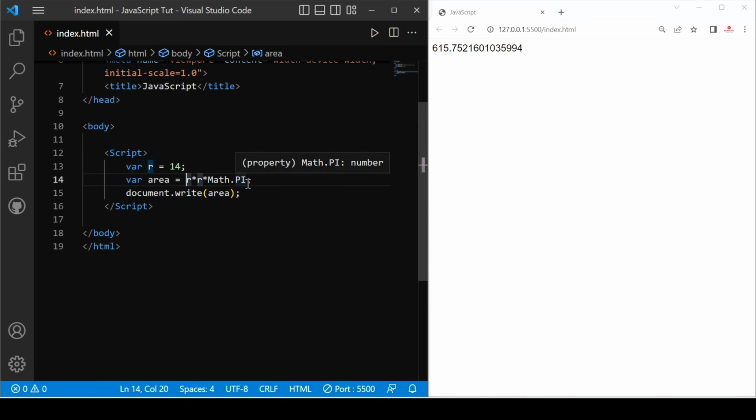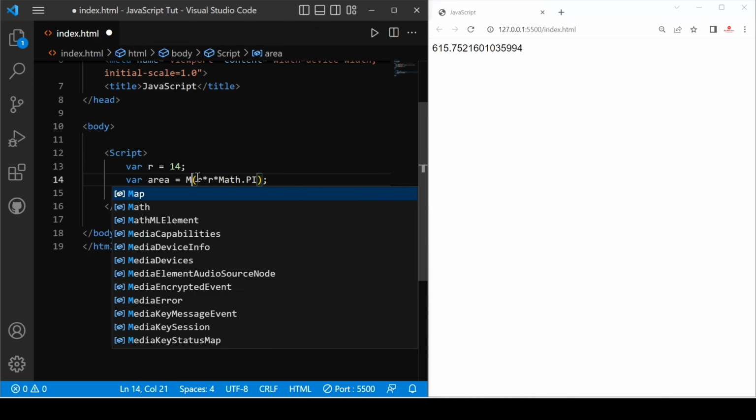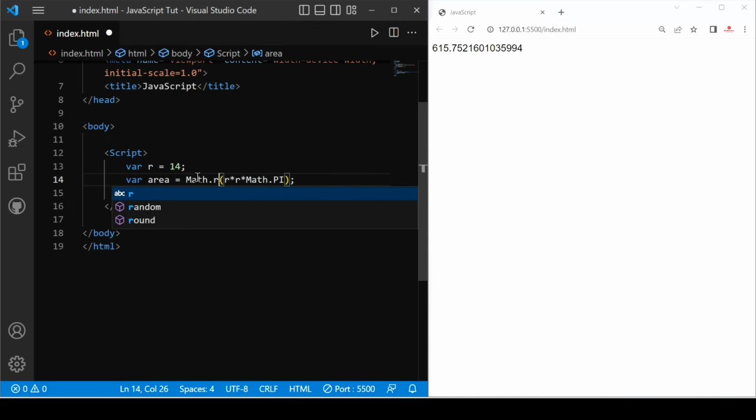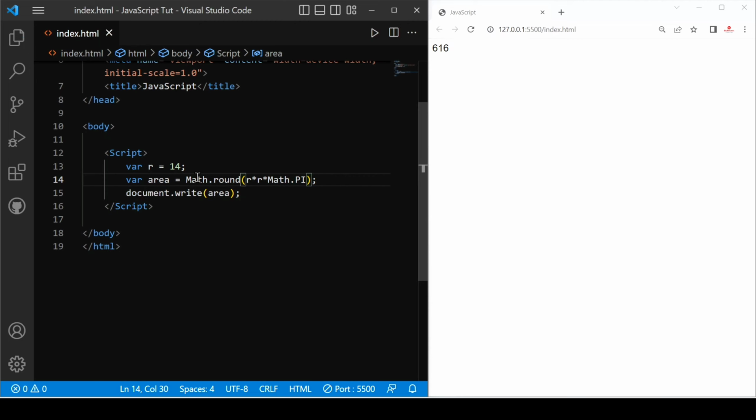Okay, if you want to round off this value, just use math dot round. Now let's see. It will give the rounded value of the area of this circle.